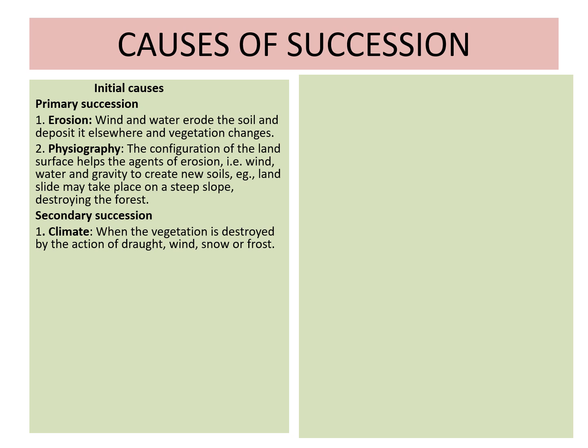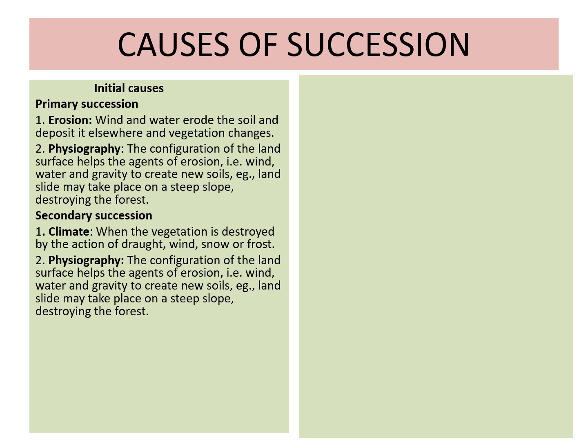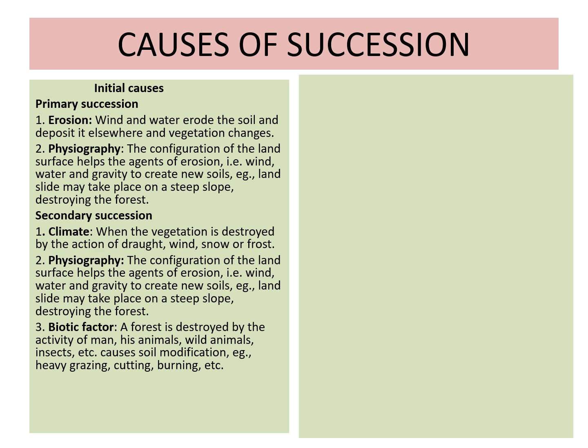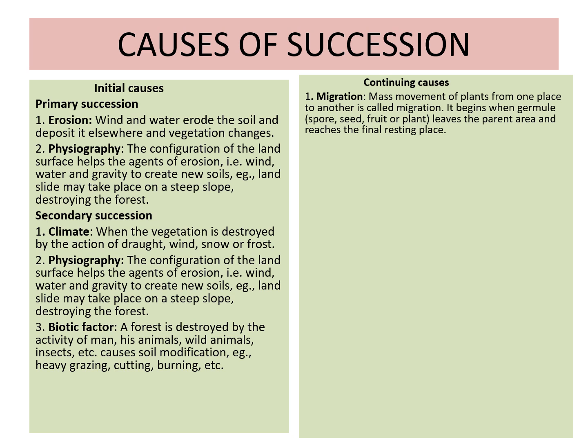Coming to the secondary succession, climate. The vegetation is destroyed by the action of drought, wind, snow, frost. Physiography. The configuration of land surface helps the agents of erosion, that is wind, water, gravity, to create new soils. For example, landslides. Then there is the biotic factor. A forest is destroyed by the activity of man, his animals, wild animals, and insects, which cause soil modification. For example, heavy grazing, cutting, burning.